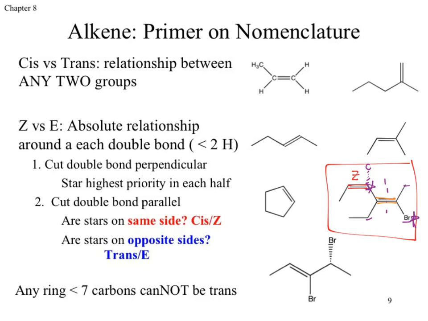What's the relationship between our purple stars? They are on opposite sides of the double bond. We cannot specify this one as trans. Why? It's our two hydrogen rule. We don't have any hydrogens around that double bond. It must be specified according to our ZE moniker. And in that case, they're on opposite sides.